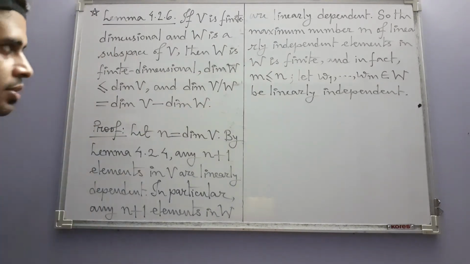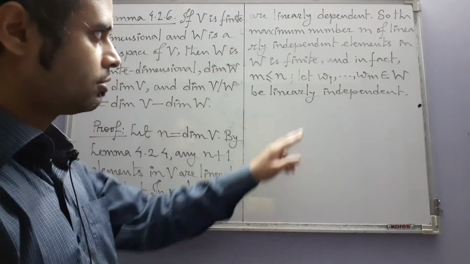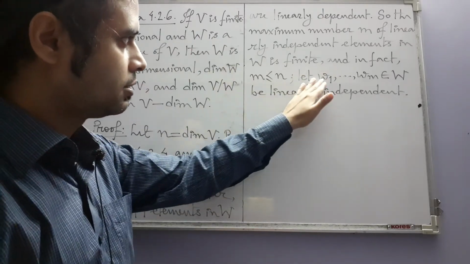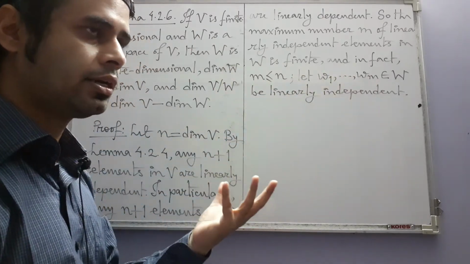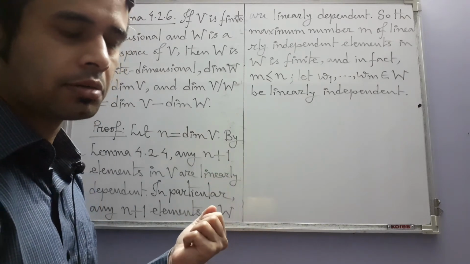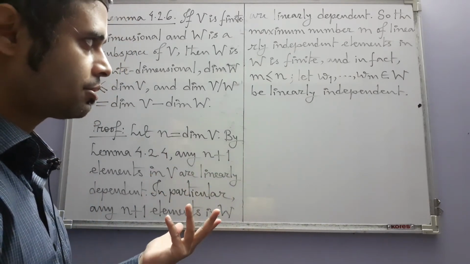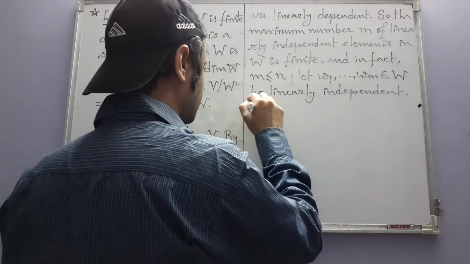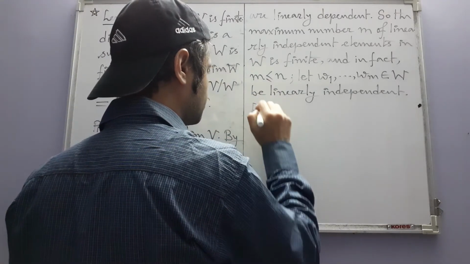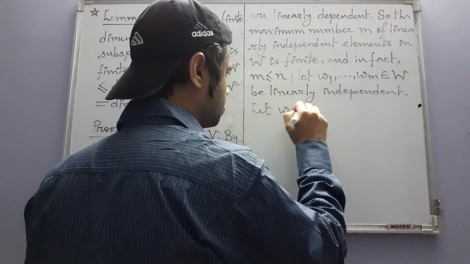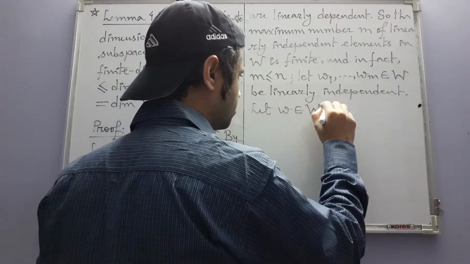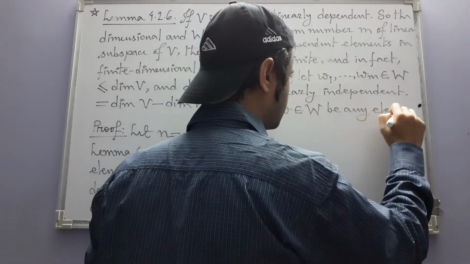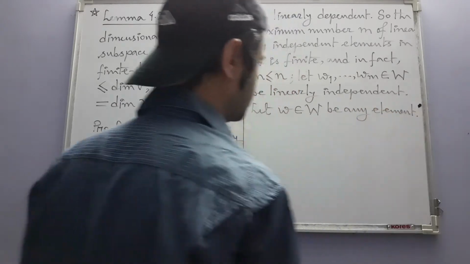Now what we aim to show is that these, of course, by our very choice, form a linearly independent set in W. But now we want to also show that they span W. So let w belonging to W be any element.